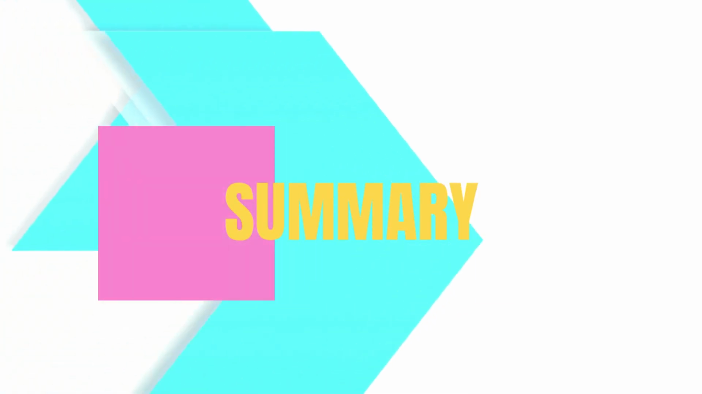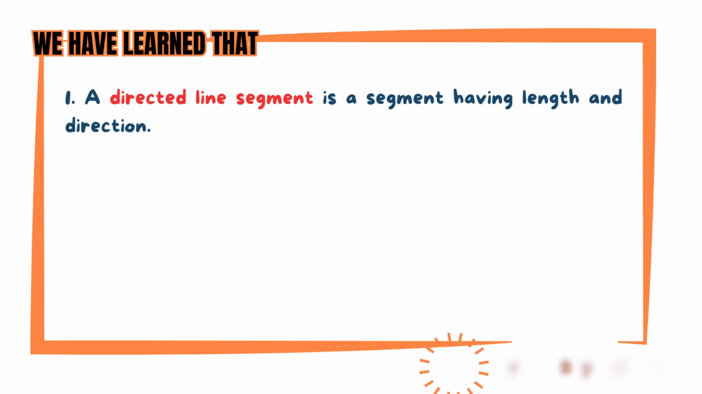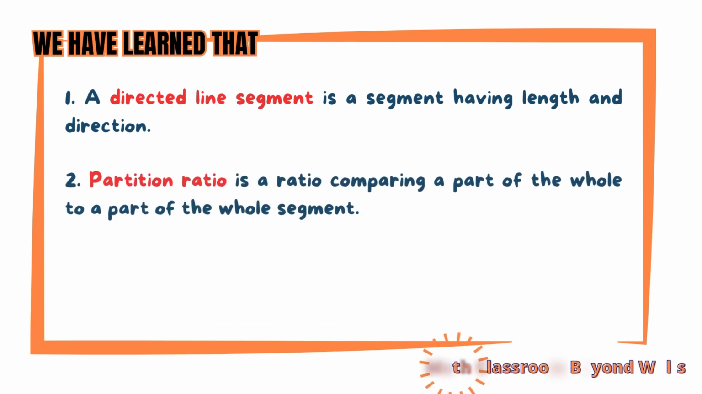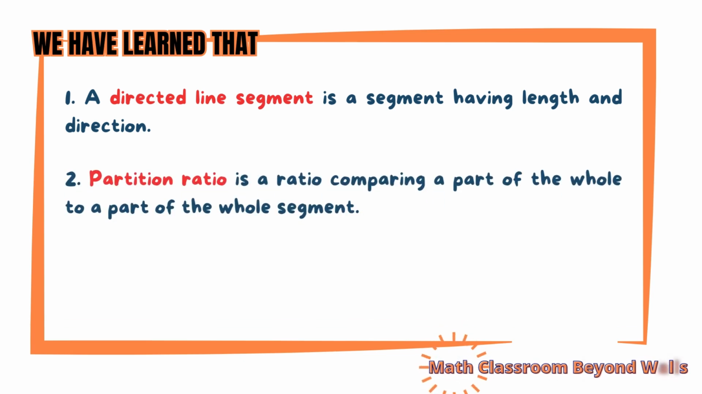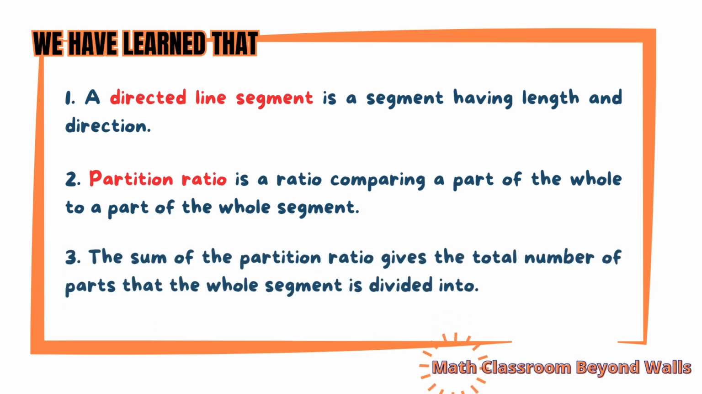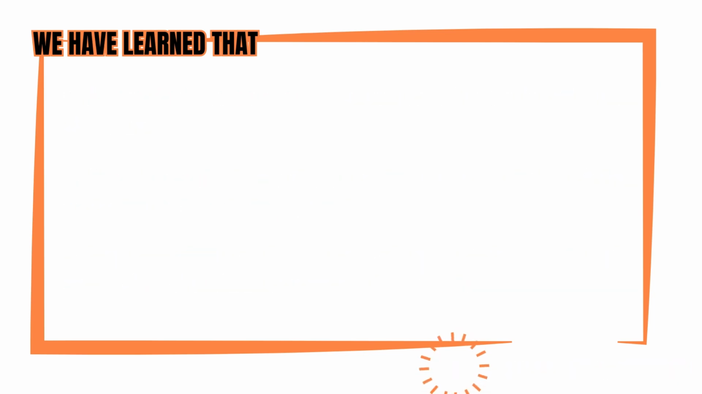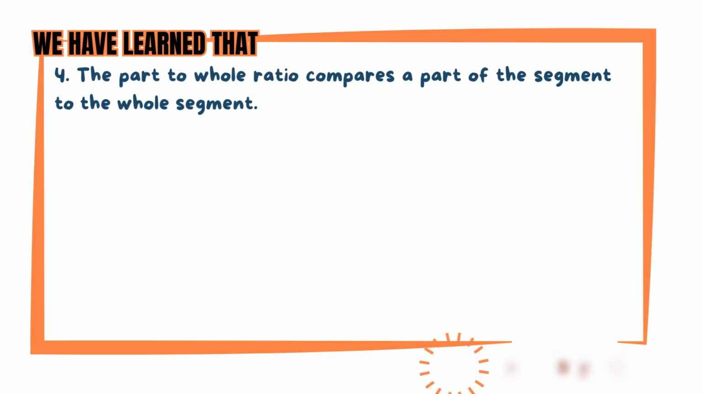Let us summarize what we have learned today. We have learned that, first, a directed line segment is a segment having length and direction. Second, partition ratio is a ratio comparing a part of the whole to a part of the whole segment. Third, the sum of the partition ratio gives the total number of parts that the whole segment is divided into. Fourth, the part-to-whole ratio compares a part of the segment to the whole segment.